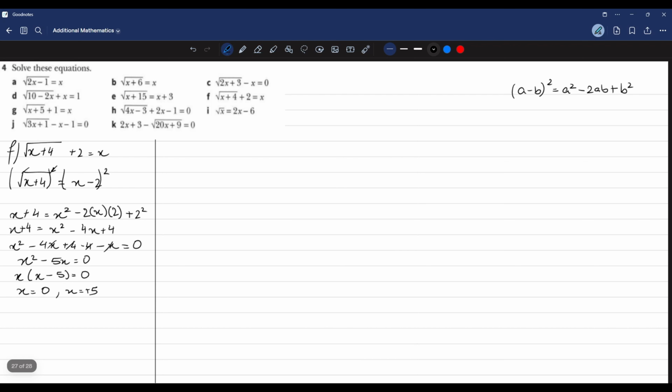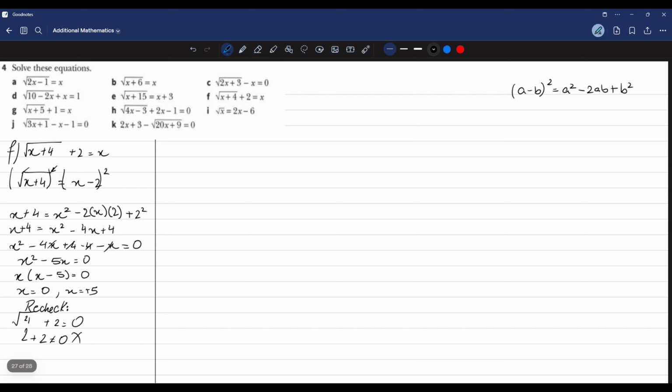Okay, so first let's input x equals 0, and we have under root of 4 plus 2 is equal to x. In fact, why am I writing x? It's equal to 0. So as we can see, 2 plus 2 is not at all equal to 0. So this is an incorrect value. However, if we were to input, let me just write recheck over here.